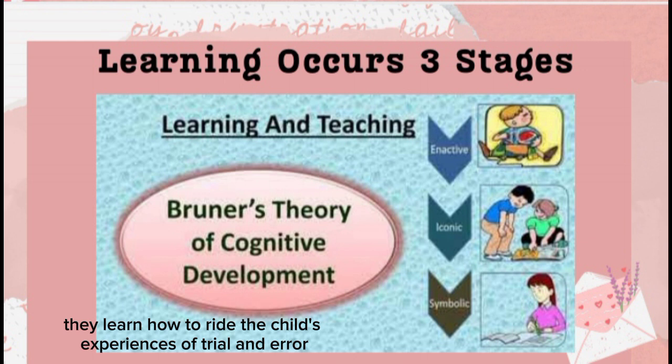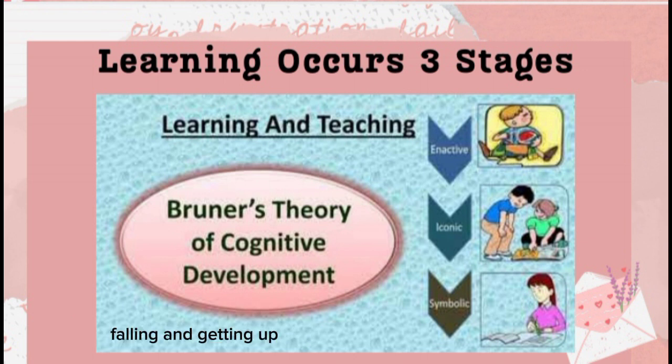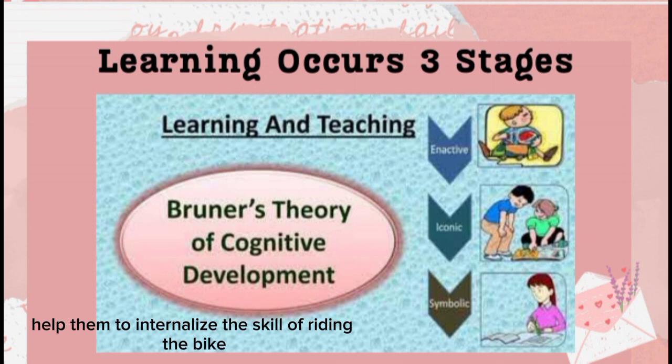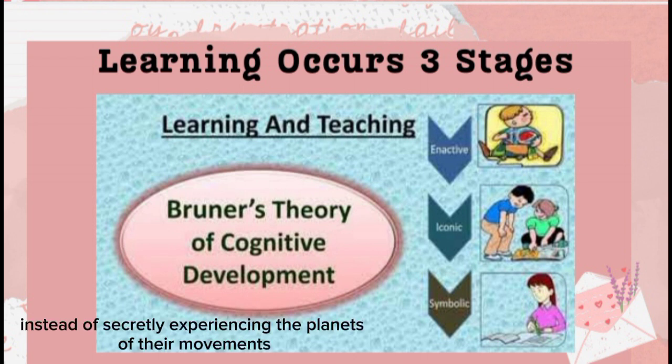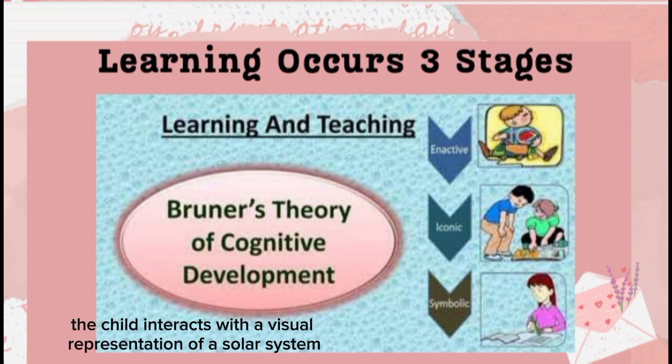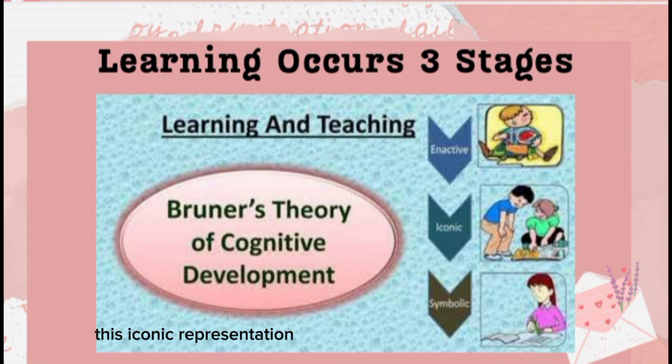The child's experiences of trial and error, falling and getting up, help them to internalize the skill of riding the bike. The second one is iconic. For example, a child learning about the solar system might look at a colorful diagram or a model of the planets orbiting the sun. Instead of physically experiencing the planets or their movements, the child interacts with a visual representation of the solar system. This iconic representation helps the child understand the relationships between the planets and their positions.